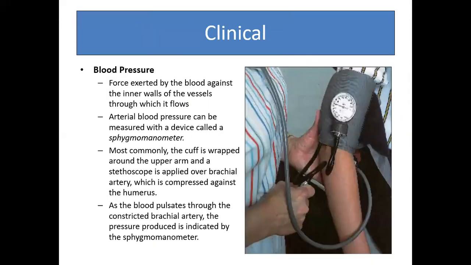Clinically, you need to know how to measure blood pressure. What we actually measure with blood pressure is the force exerted by the blood against the inner wall of the vessel through which it flows. Whenever the blood is passing through the vessel, it creates a pressure, creating a force. The arterial blood pressure can be measured by using this device, known as a sphygmomanometer.